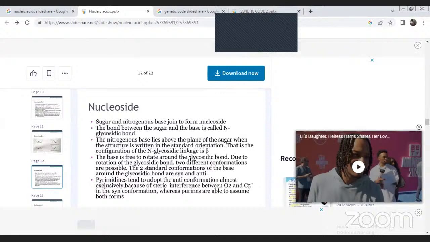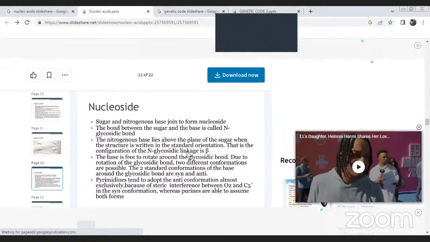The nitrogen base lies above the plane of the sugar when the structure is written in the standard orientation. That is, the configuration of the N-glycosidic linkage is beta. The base is free to rotate around the glycosidic bond. Due to the rotation of the glycosidic bond, two different conformations are possible. The two standard conformations of the base around the glycosidic bond.